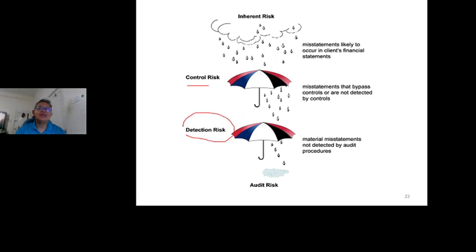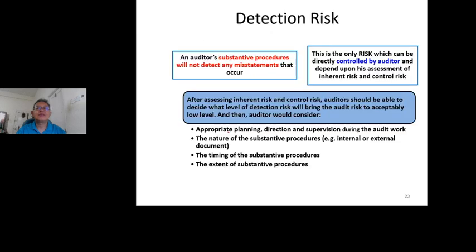Let us look at the detection risk. Okay, after the control risk, what is detection risk? The detection risk is the risk that an auditor's substantive procedure will not detect any material misstatement that occurs. We have identified the inherent risks, we have identified the control risks, and now the issue is whether the tests conducted by the auditor are able to detect any material misstatement. Detection risk is the risk that the auditor is not able to detect this financial misstatement. This is the only risk that can be controlled by the auditor.